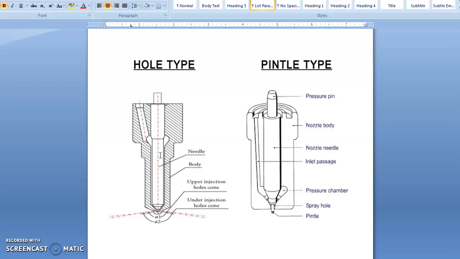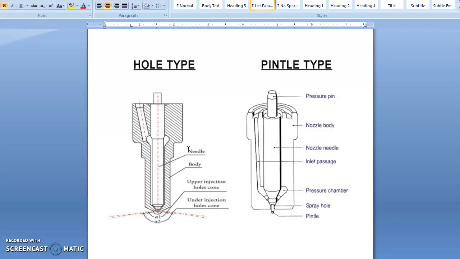So basically this is the main function of the injector. It atomizes and vaporizes the fuel into droplets. Every droplet is converted into a fine spray for maximum contact with the air, so that atmospheric oxygen is well mixed with the fuel particles and delivers complete combustion inside the combustion chamber. And what is the timing of that injection?